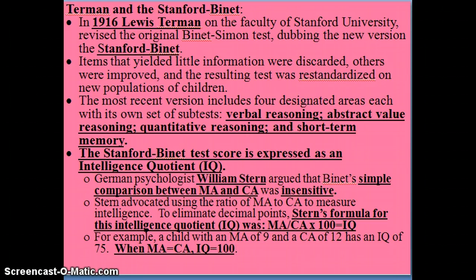There were 4 important areas that he included: verbal reasoning, abstract visual reasoning, quantitative reasoning, and short-term memory. And Terman is the first person to determine the idea of the IQ. William Stern also does a little bit of work here and adds to it. He's the guy that comes up with the formula itself. It says that IQ is your mental age divided by your chronological age, times 100 to get rid of any decimal points. So if you have a mental age of 9 and a chronological age of 12, then your IQ would be 75. When mental age and chronological age are the same, IQ is 100, and we say that's average. That's how we get the average score for IQ.